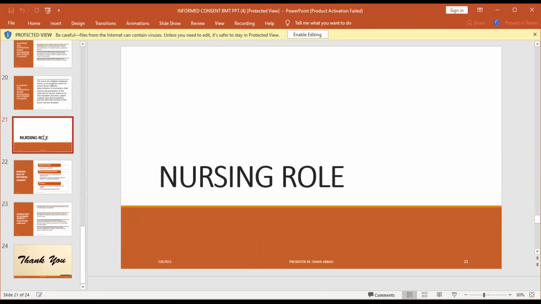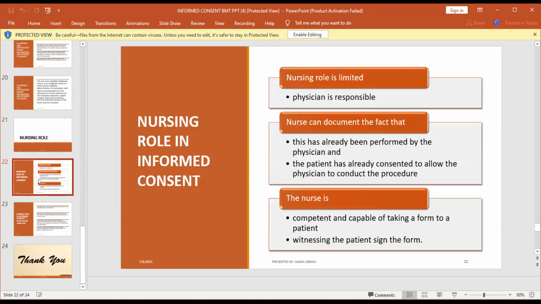The last topic of my presentation is the nursing role. That is very important. The nursing role in informed consent is limited. The physician is responsible for the informed consent, but the nurse must ensure that all aspects of an informed consent are covered. The nurse should document the fact that this has already been performed by the physician and the patient has already consented to allow the physician to conduct the procedure.